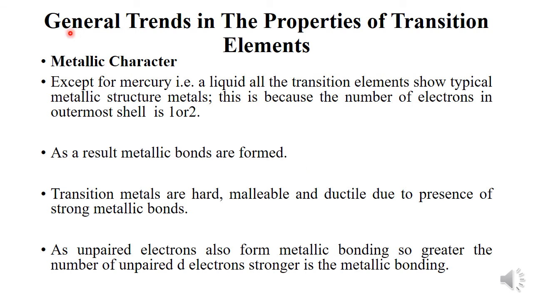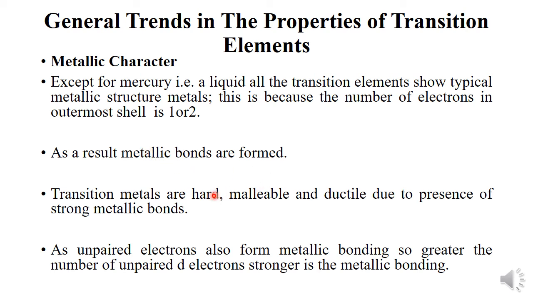So with this, our next property is the metallic character. Except for mercury, which is a liquid, all the transition elements show the typical metallic structures. This is because the number of electrons present in the outermost shell is either 1 or 2, that is in case of the s block elements. So that's why they are behaving like typical metals. And due to this, the metallic bonds are formed in this case.